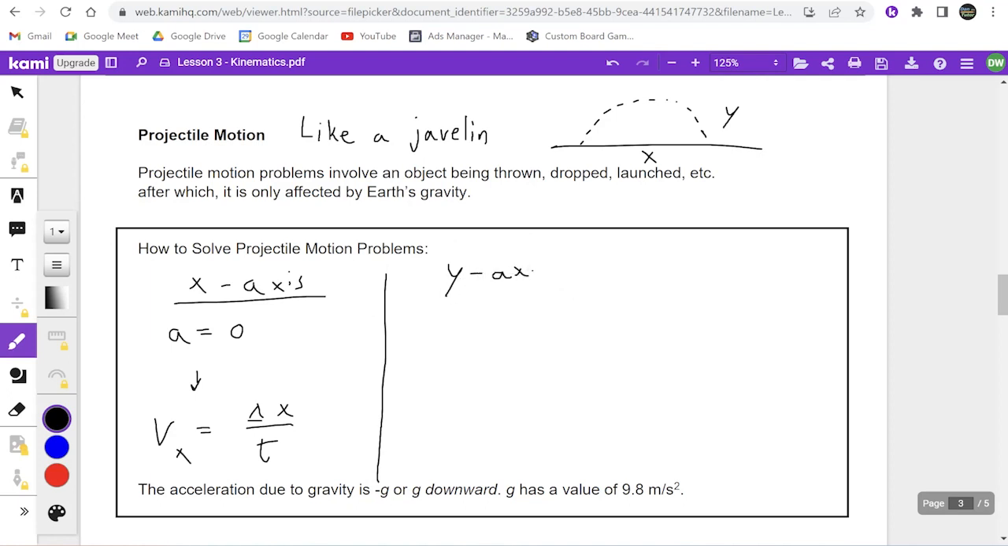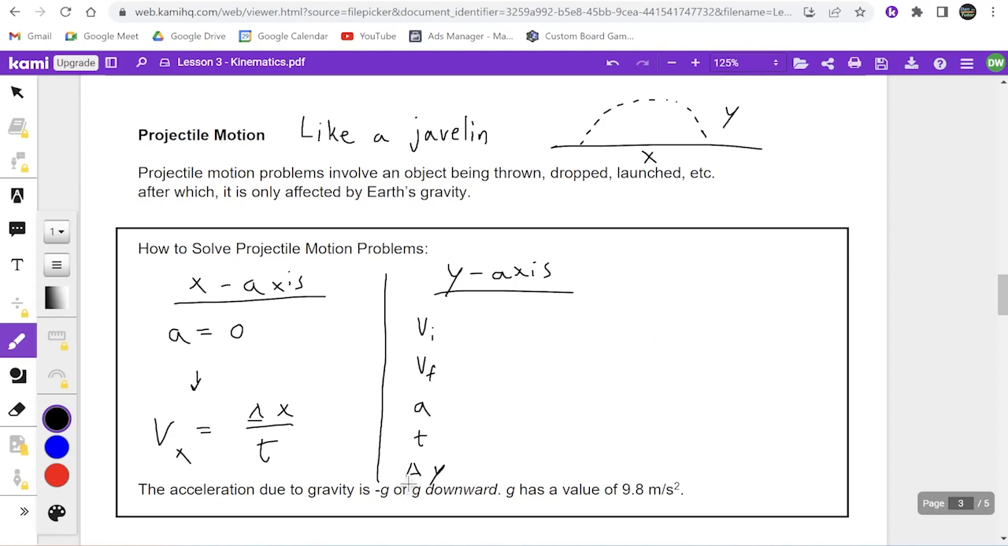For the y-axis, much more complicated because the acceleration is not zero. What I recommend you do, I recommend you write out the five kinematic variables: v initial, v final, acceleration, time, and delta y. Notice I switched from delta x to delta y. Aren't I so clever? And that's because we're talking about the y direction. And does it matter if you call it delta y or delta x or anything else? No, it doesn't really matter, as long as you know what you're talking about.